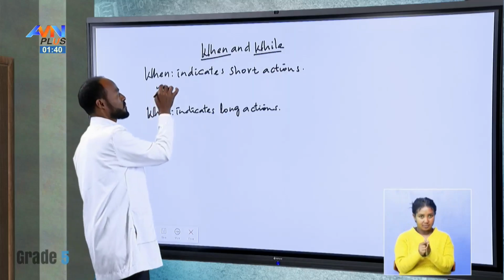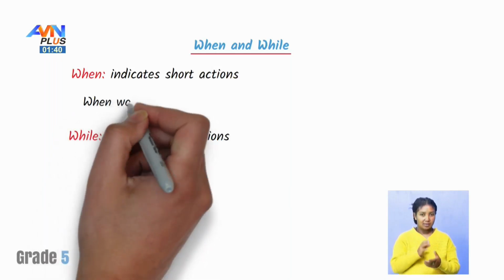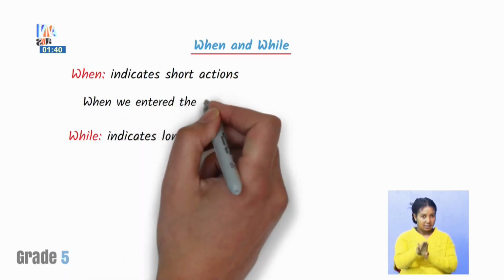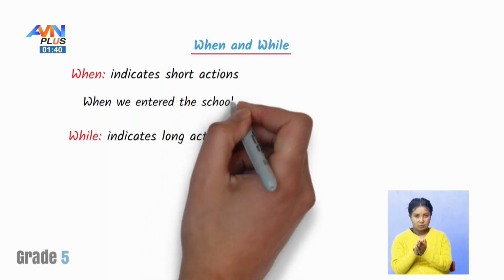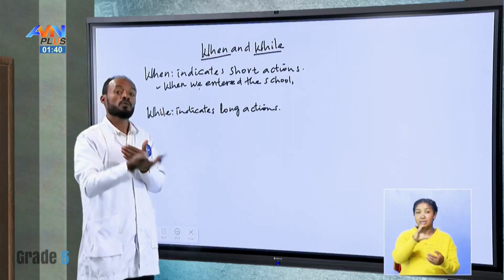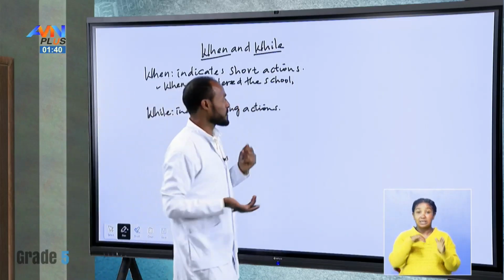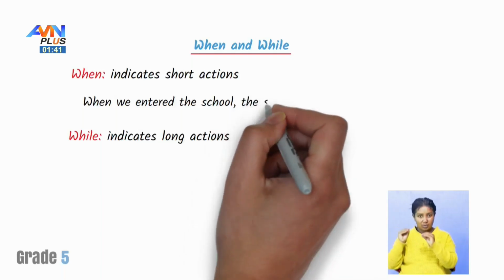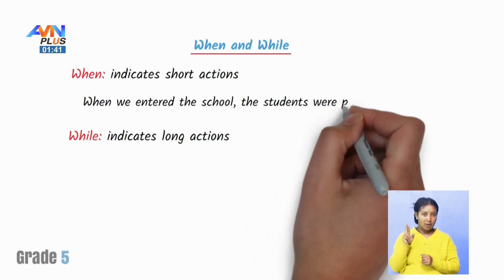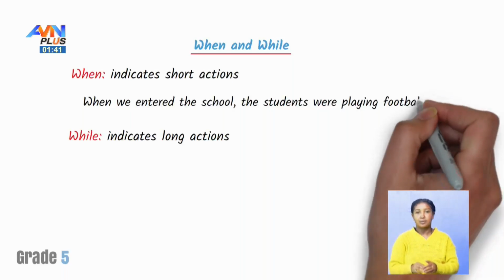For example, here as we've said so far, when we entered the school, comma, because this one we start from when clause. You can say such kinds of clauses when clause even. When clause means the clause which cannot stand by itself, just like if a clause in them. So, when we entered the school, the students were playing football.